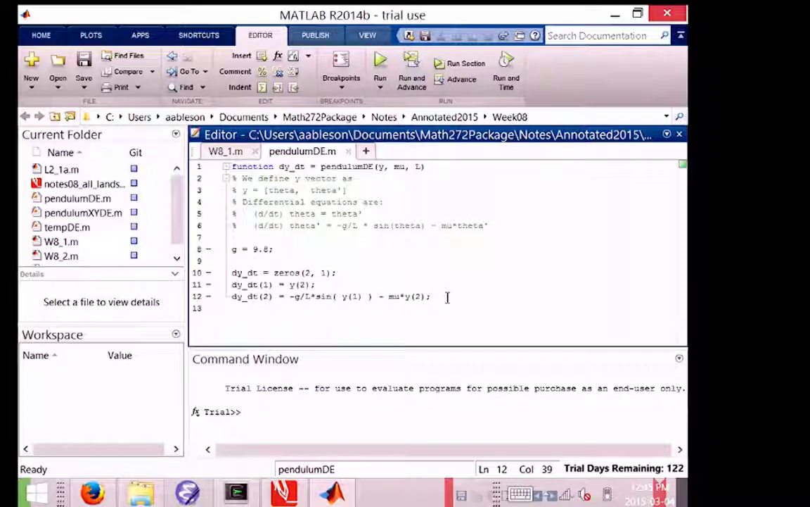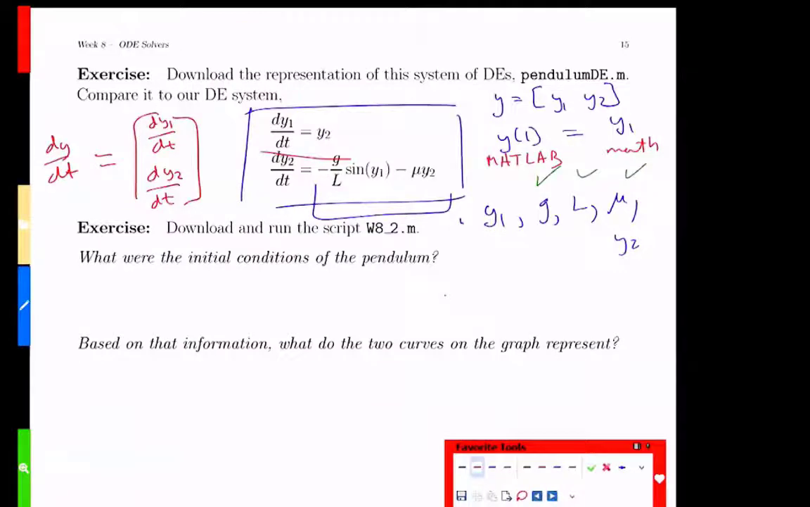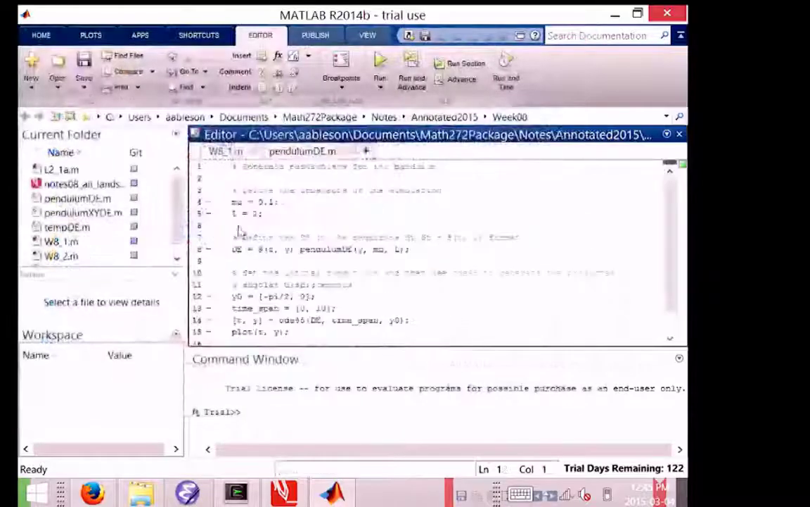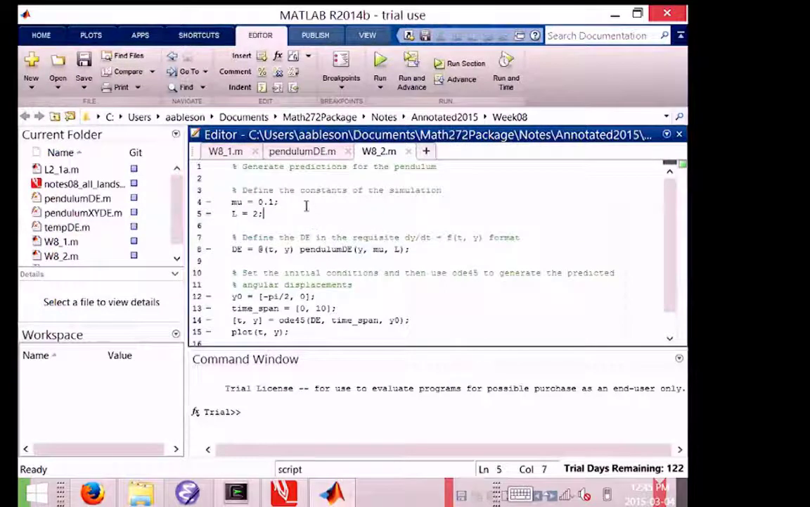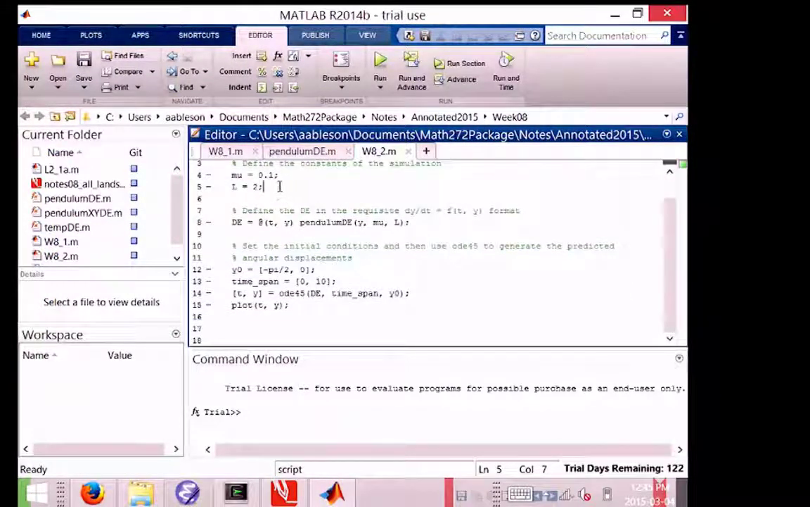We know where we are. We can find out the rate of change. That's the way to think of these differential equations. Now we're going to take a look at the script 8.2. Okay? So this is going to have some familiar ingredients based on last class. We're going to define our friction coefficient. We're going to define the length of the pendulum.